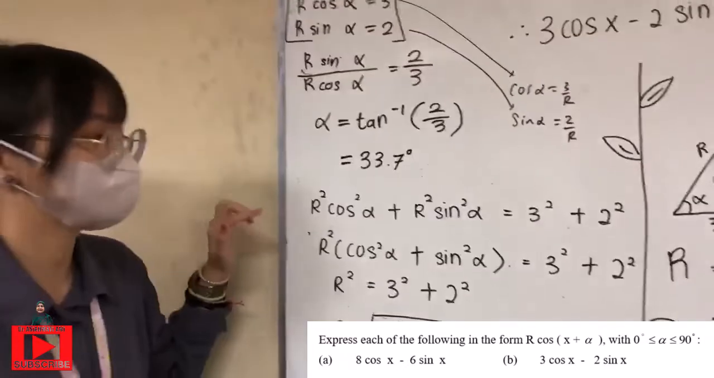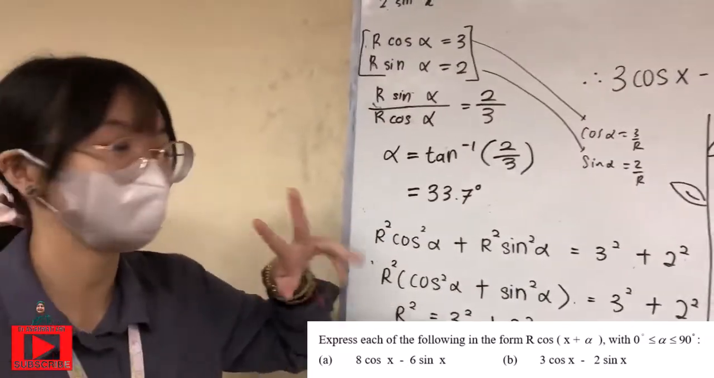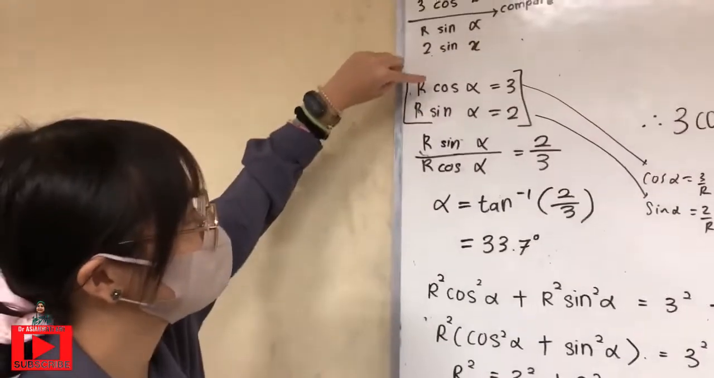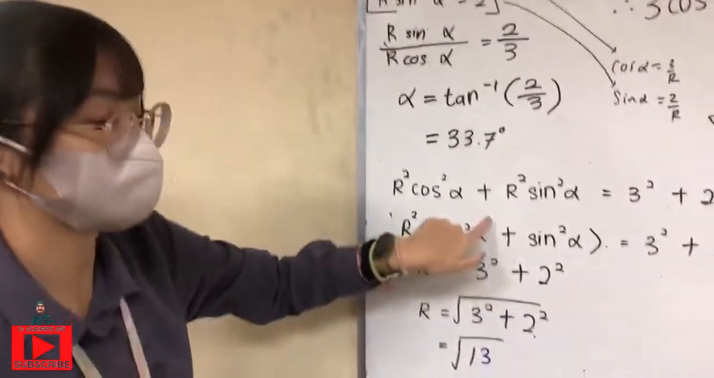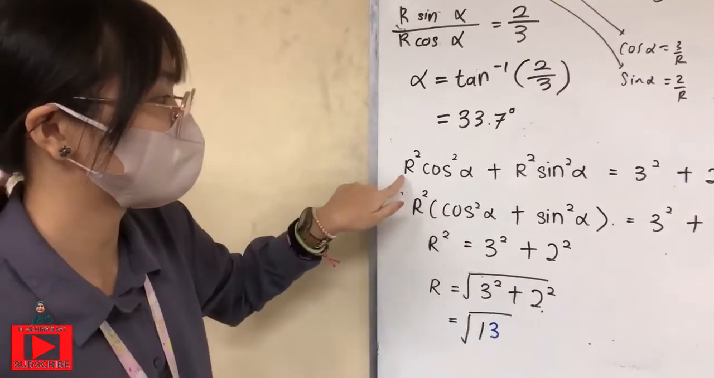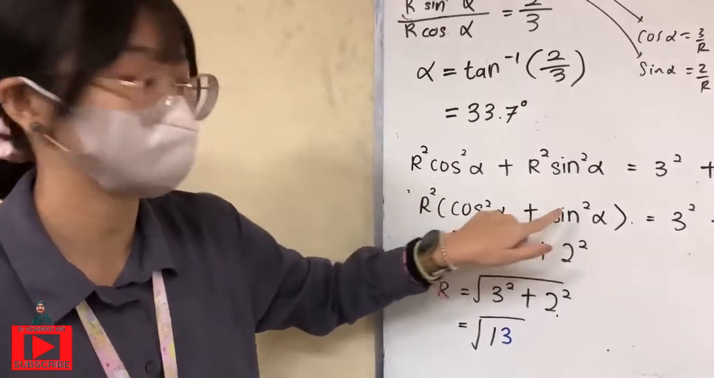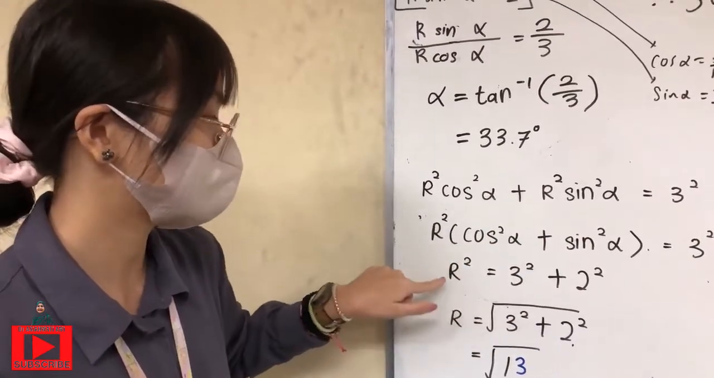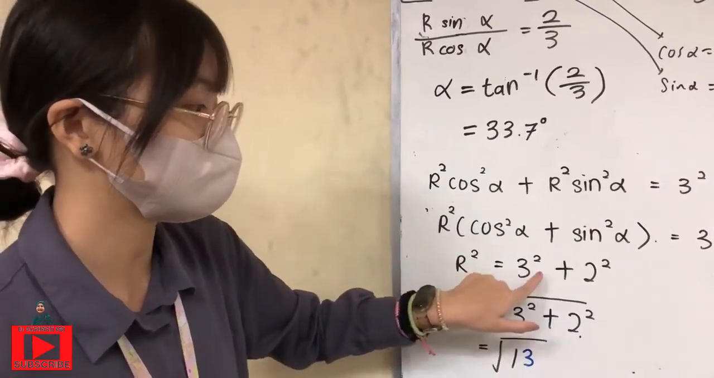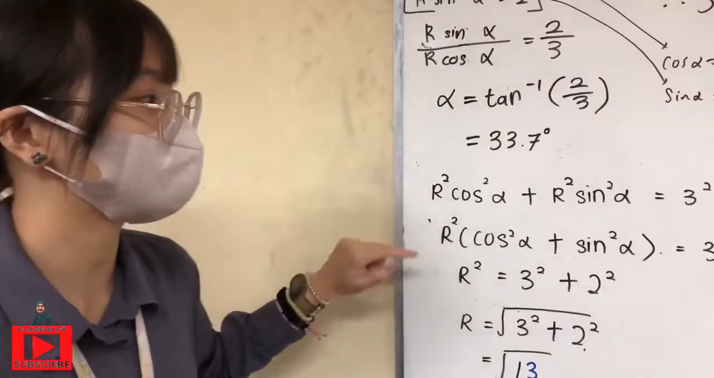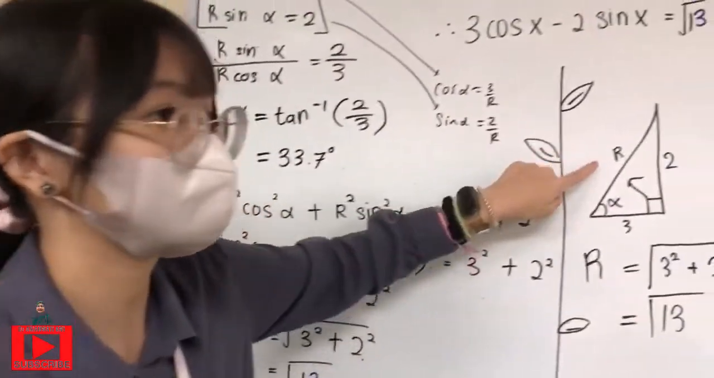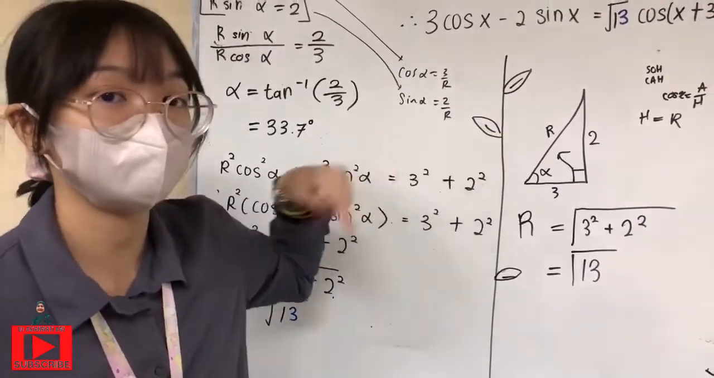After that, we need to find the r. We have 2 ways to find the r. First way is we square this thing and we plus. After that, we take out the r square. We get cos square alpha plus sin square alpha, which is equal to 1. So r equals square root of 3 square plus 2 square. If we don't want to use this one, we can draw the triangle to use the Pythagoras theorem.